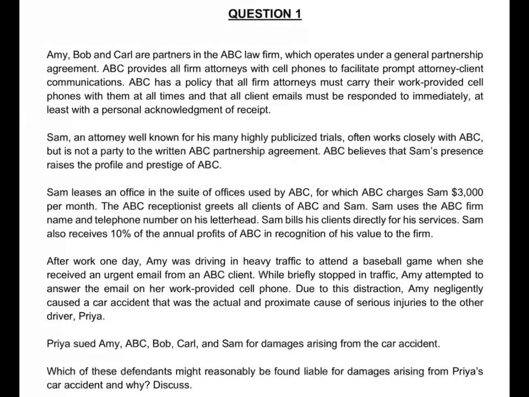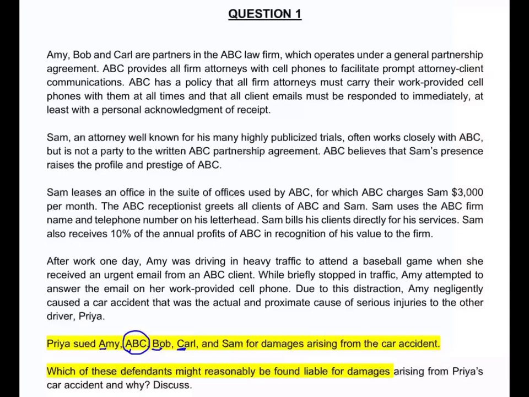This call says which of these defendants might reasonably be found liable for damages arising from a car accident. So when I see there are defendants already, I look to the sentence above that to see what the lawsuit is about. It's a liability for damages, so it's a civil suit, and it says Priya, plaintiff name is always a P name on the California Bar, sued Amy, ABC, Bob, Carl, and Sam for damages. ABC looks like an entity. A, Amy, B, Bob, C, Carl. And then we have a fourth person, Sam.